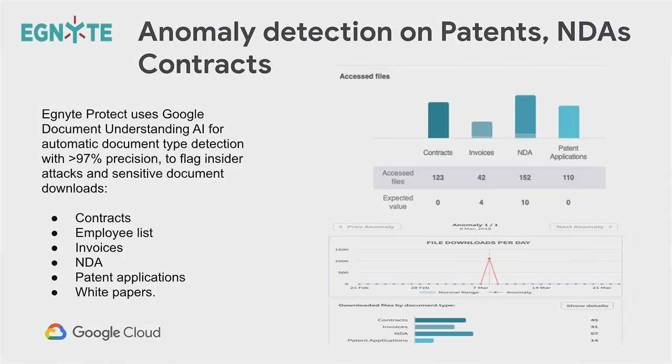Our first partner, Ignite, has used document understanding AI to detect anomalous activity or file downloads on patents, NDAs, and contracts. Now, Ignite Protect enables an organization or an administrator to know when significant downloads of very sensitive documents have happened over the past couple of weeks. And the way it does that is Ignite Protect builds a personalized profile of the common file types accessed by, let's say, John Smith.